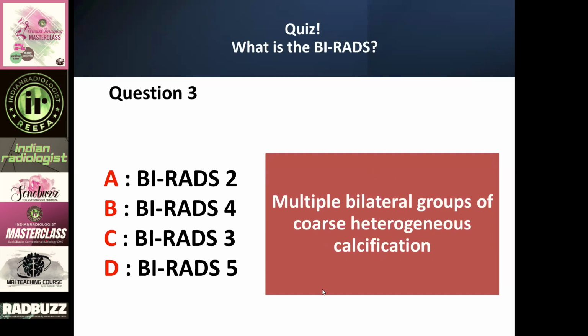So for this, ma'am, 85% are for A. Oh, fantastic. So that is the correct answer, isn't it? Multiple bilateral groups of coarse heterogeneous calcifications tend to be fibroadenomas or areas of fibrosis. Fibrosis is called stromal sclerosis by some. Different people call it by different names, but basically fibrosis or stromal sclerosis. So that is really good. I'm very happy because both the second and the third question, I think that was very good.